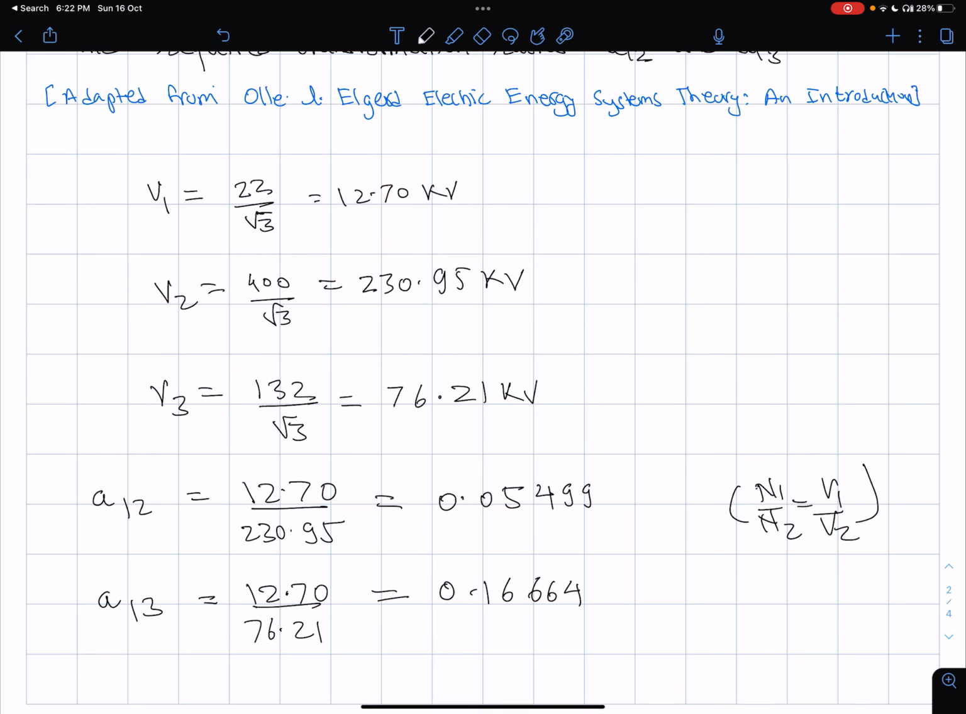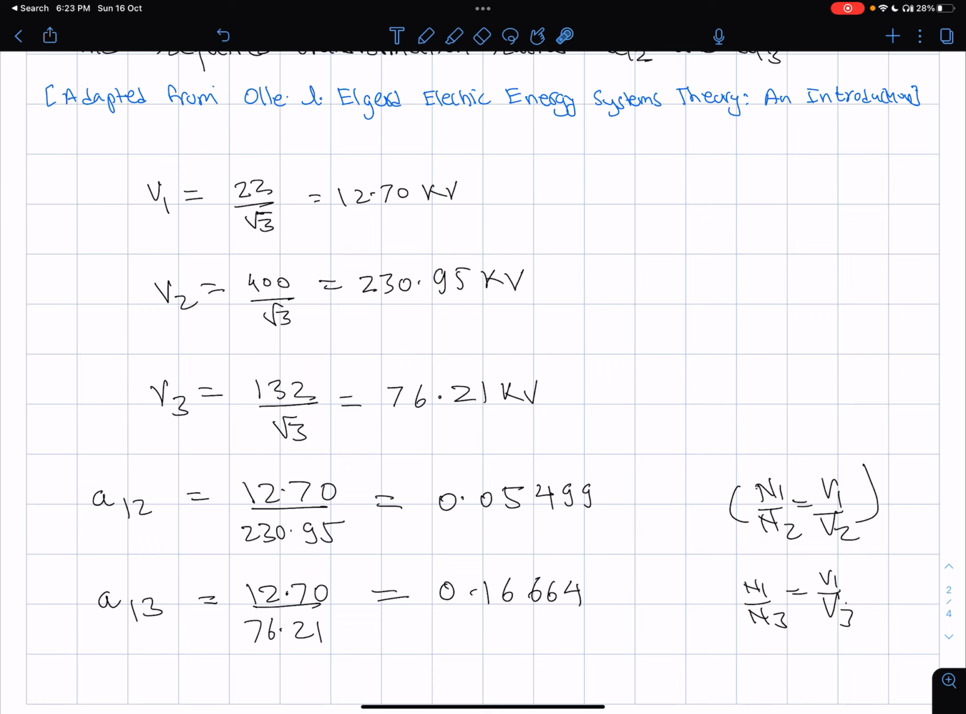So you take the ratio of 12.70 to 230.95 and it comes to this particular value. Similarly, A13 is nothing but N1 by N3, which is the same as V1 by V3, and that comes out to be 12.70 by 76.21, which is 0.166664. This comes out as the other ratio.